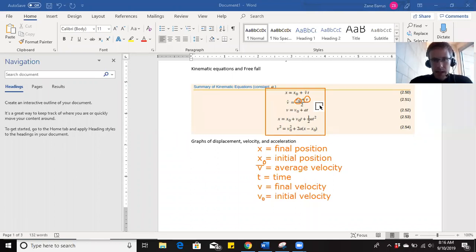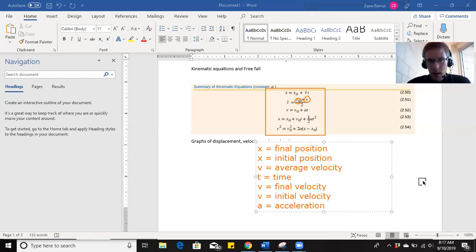Looking down even further, you see the next equation, V is equal to V naught plus AT. V we said was final velocity. Oh, and by the way, up top in the equation above that, we see V with a line over it. We already explained what that was. So we're good to go. We see in the third equation down, we introduced variable A, which we already told you was acceleration.